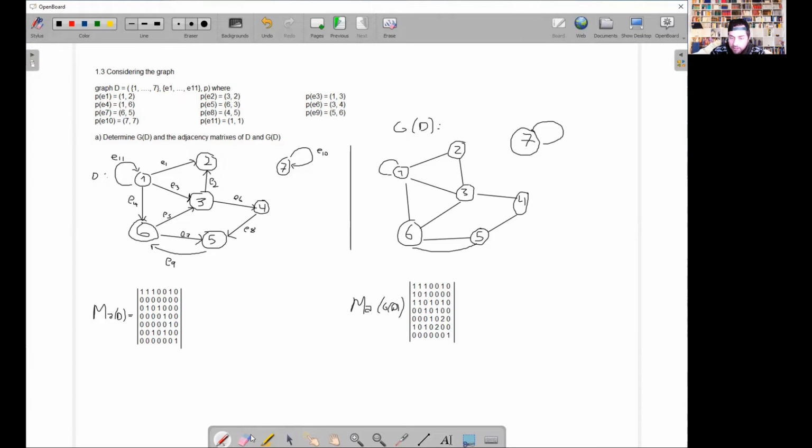Okay, this doesn't look very good. Just let me fix it a bit. G of D.